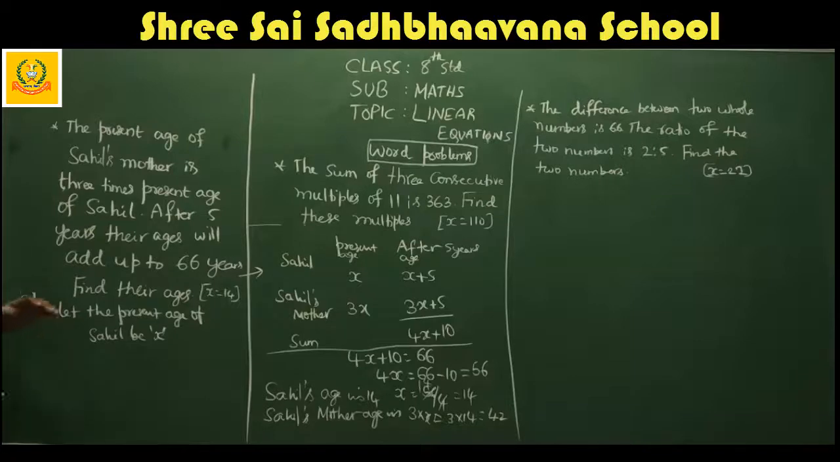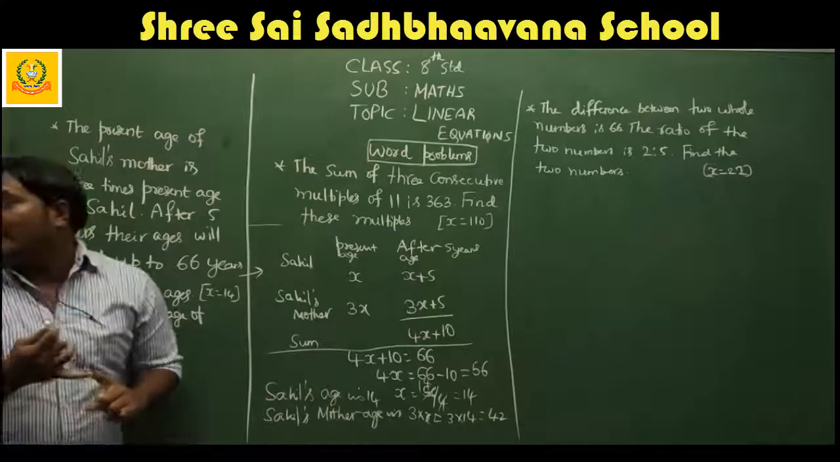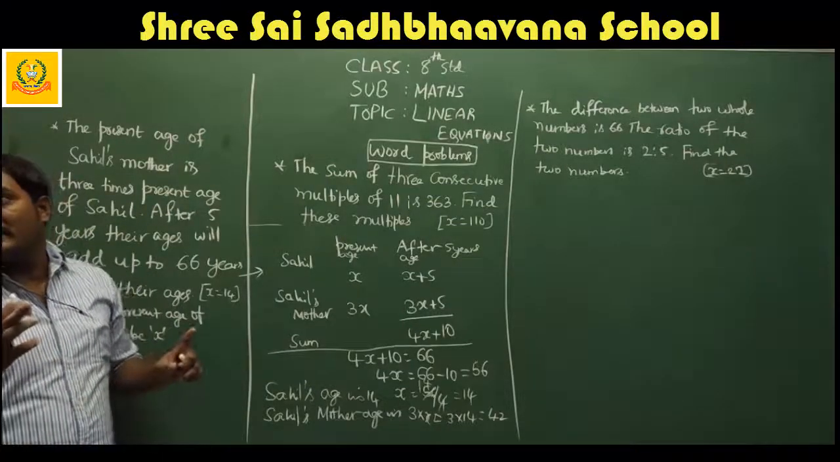Now, what I am trying to say is Sahil's mother's age is connected with Sahil's age. So what I'll do, I'll just assume Sahil's age is x years old. So now Sahil's mother's age will become 3 times Sahil's age, which is 3x. If Sahil's age is x, his mother's age will become 3x.